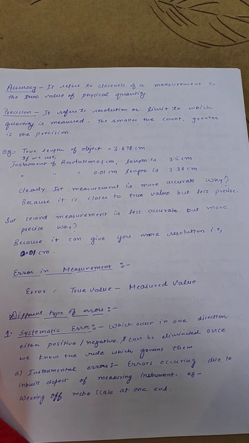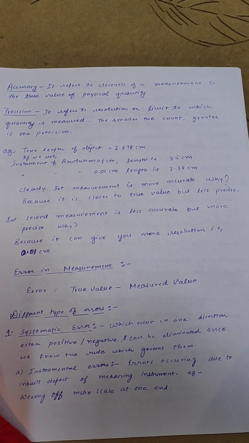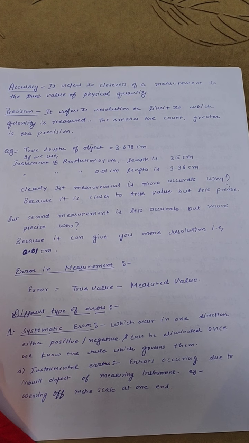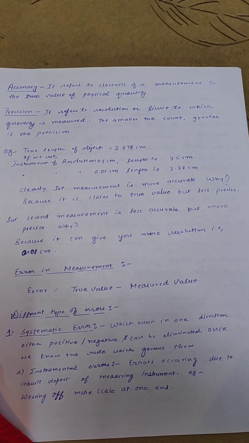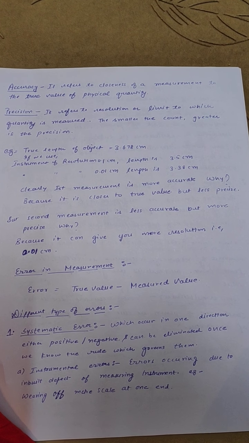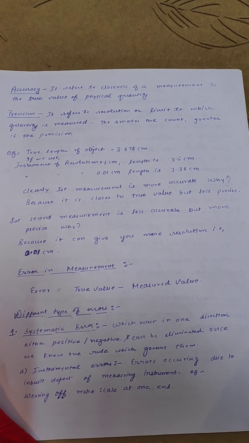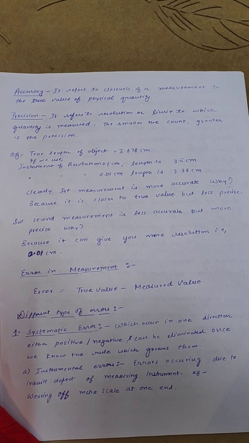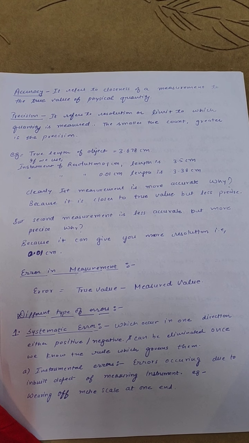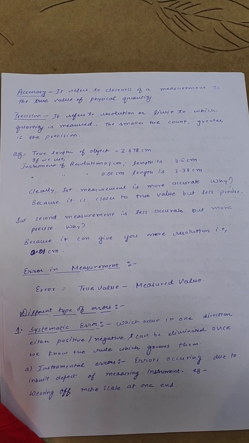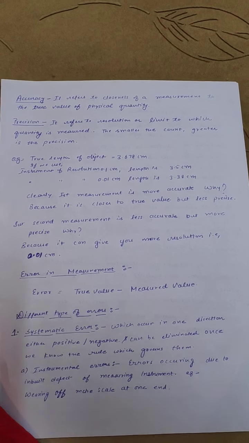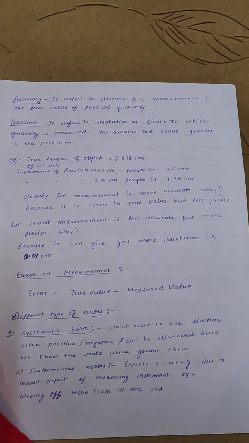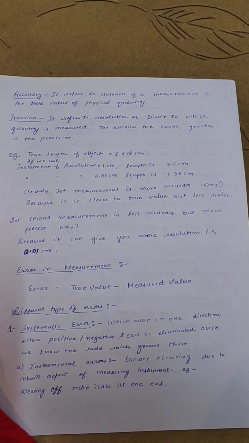In the second case you have 3.38 centimeter, meaning exactly 2 digits after decimal. So it can measure up to 2 digits after decimal. So it is a more precise value. So I think you know the difference between precision and accuracy.